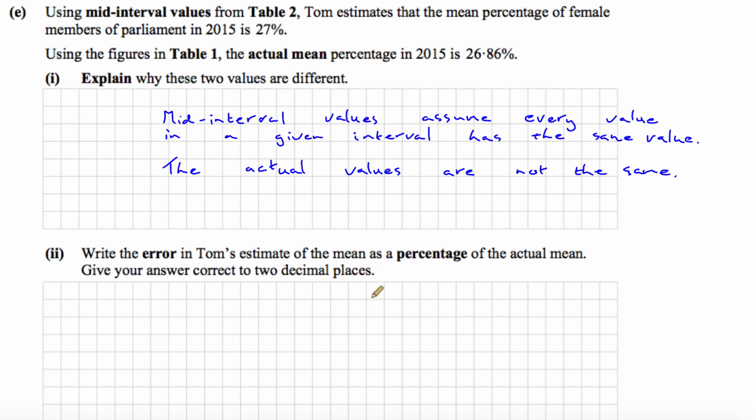Part 2 says, write the error in Tom's estimate of the mean as a percentage of the actual mean and give your answer correct to 2 decimal places. Okay, well, the error would be the 27%, take away the 26.86%. So that's the error.